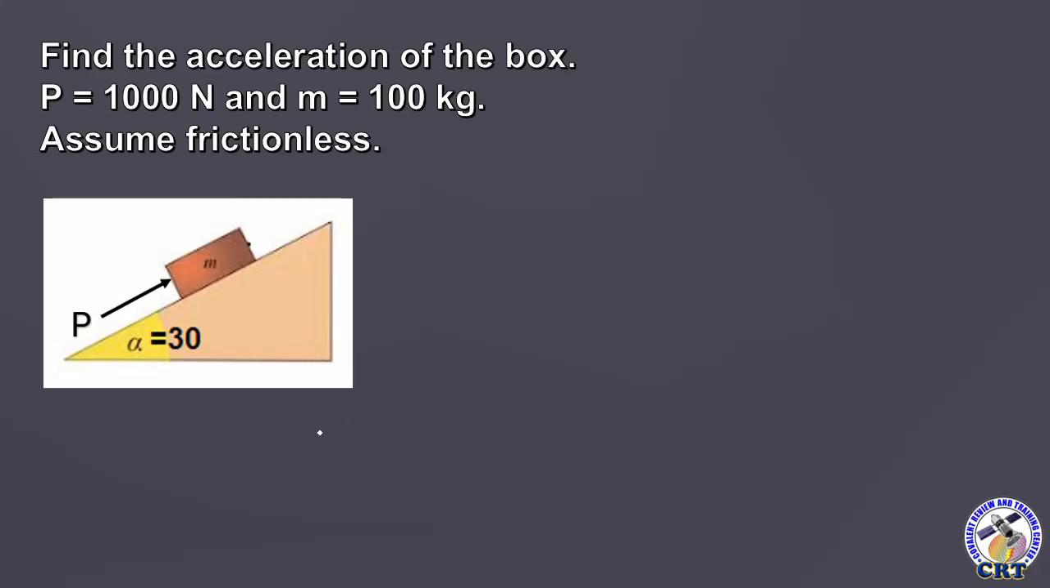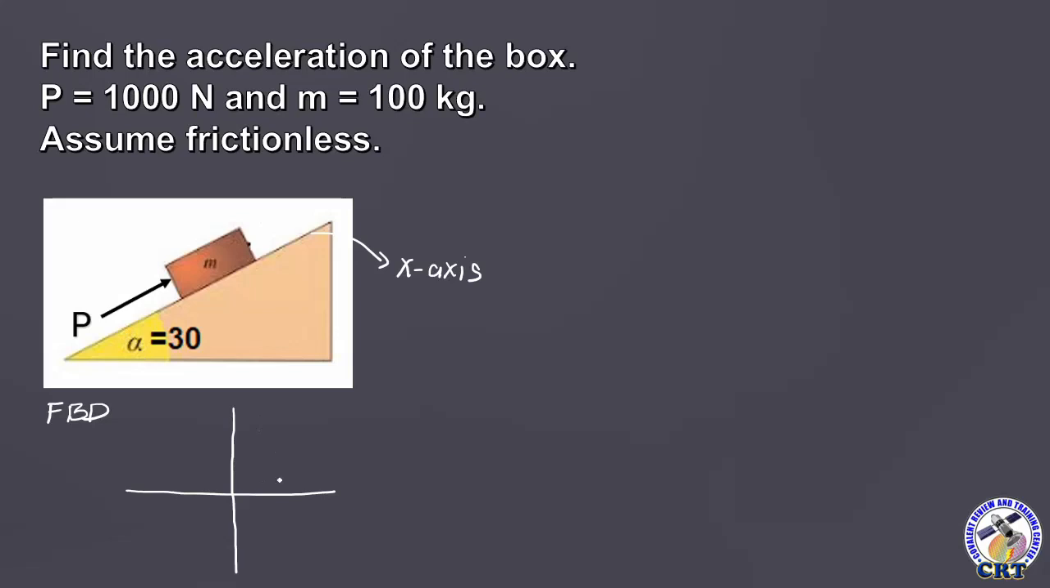So this is our first example. Find the acceleration of the box if the force P equals 1000 Newton and the mass of the box is 100 kilograms. Assume frictionless. So let us draw first the free body diagram using the incline as the x-axis. So this is our x-axis. Okay, and then our y-axis.